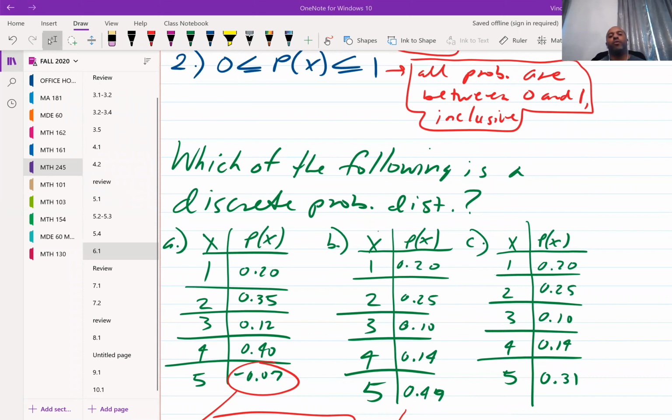So here in the green, we're looking at which of the following is a discrete probability distribution. We have 0.20, 0.35, 0.12, 0.40, then negative 0.07. The next one is 0.20, 0.25, 0.10, 0.14, 0.49. Then the third one has 0.20, 0.25, 0.10, 0.14, 0.31. Like I said, I'll give you a chance to write that down.